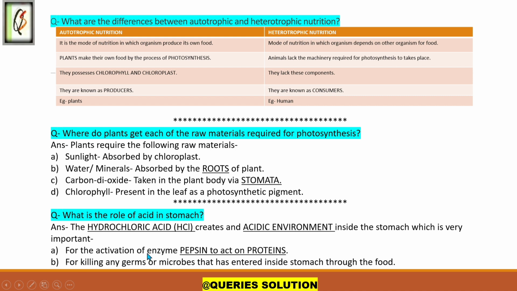First, it is required for the activation of enzyme pepsin so that it can act on the different proteins which are found in the food. So, this is point number one, very, very important.